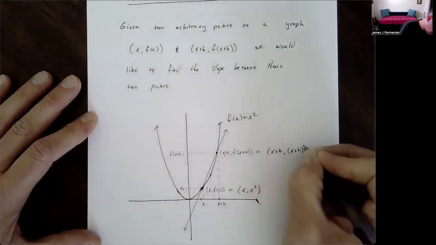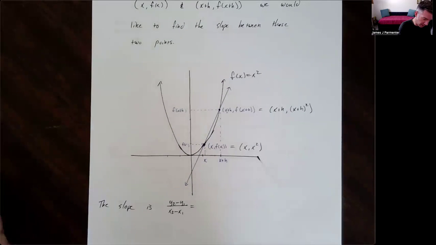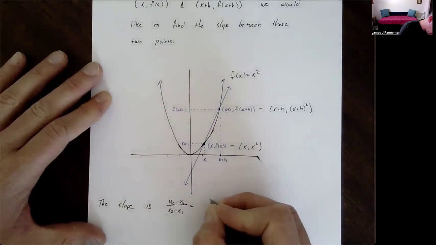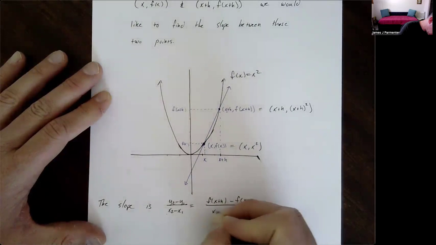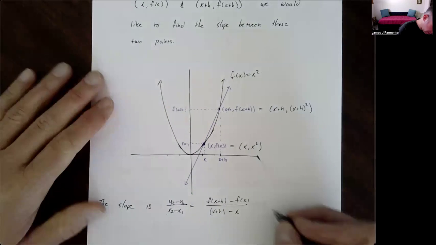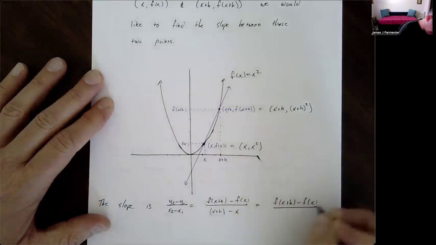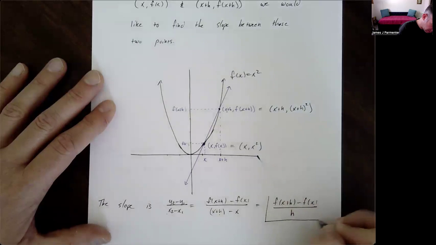To find the slope between those 2 points, I would use the slope equation, meaning it's the difference in the y's divided by the difference in the x's. So slope can be found by doing y2 minus y1 over x2 minus x1, which is going to be, in this case, f of x plus h minus f of x all over x plus h minus x. That's always going to simplify to f of x plus h minus f of x divided by x plus h minus x, which is just h. And that is the difference quotient.